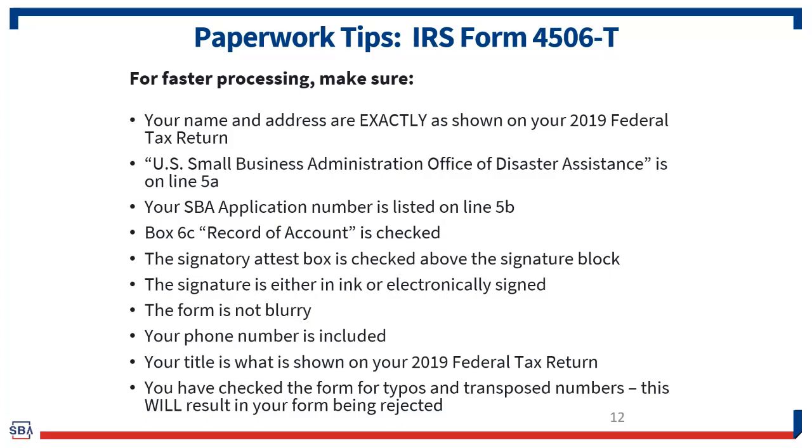And then lastly, of course, you want to double and triple check the form for typos and transposed numbers. Even the smallest typo is going to result in your form being rejected. If you call the district offices, we can provide you with the current form that is accepted. So if you go online, you can find lots of these 4506T forms out there. Not every one is the correct iteration of the form. So just to be sure, do call your district office and we can make sure that you're getting the right form.